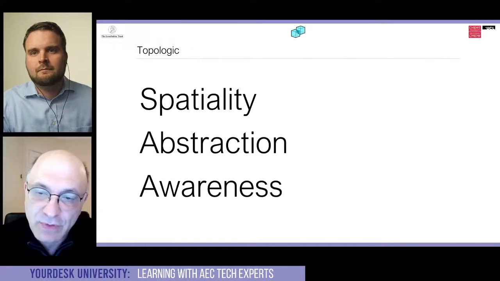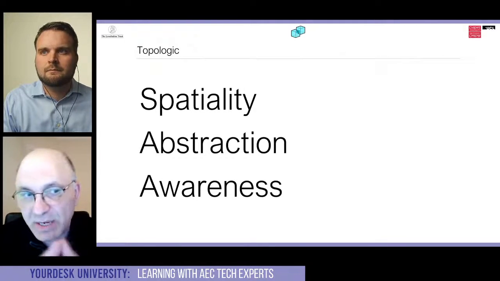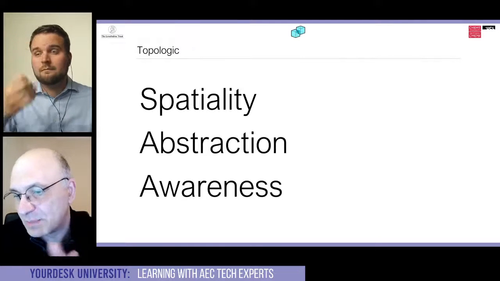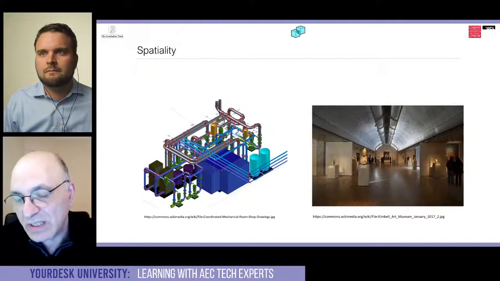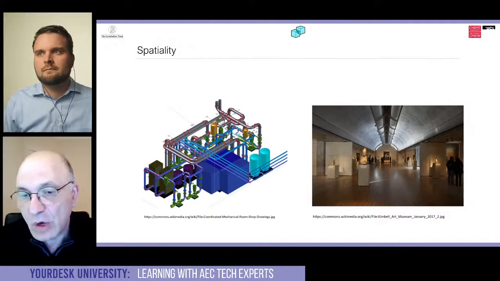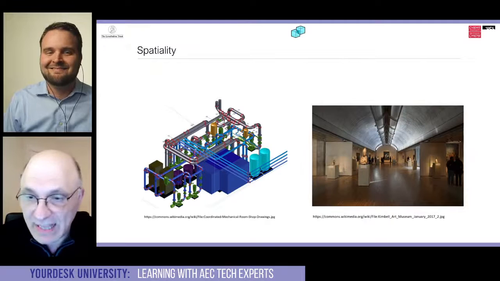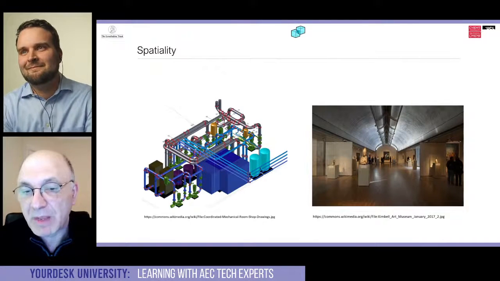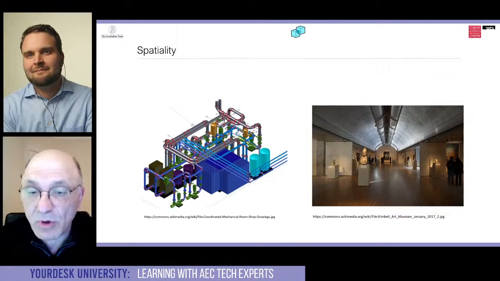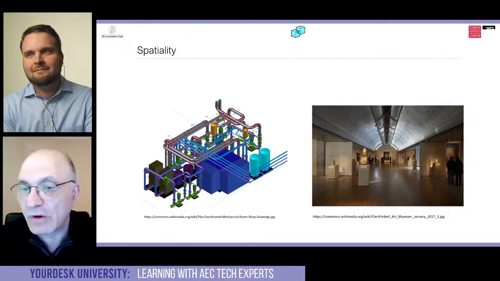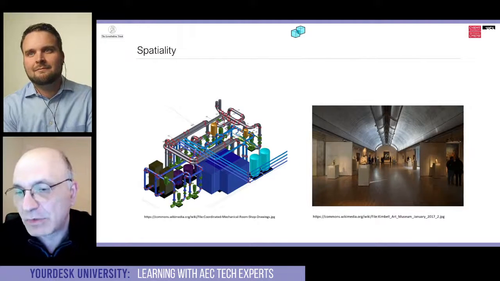If we take a step back, it really talks about three concepts you see here on the screen: spatiality, abstraction, and awareness. I'll explain each one with an example. The idea of spatiality, and the reason we did Topologic, is that both Robert and myself were genuinely unhappy with the direction that BIM is taking. BIM is fantastic and solves a lot of problems, but in doing so, it forgot about architectural design and what we care most about, which is space.